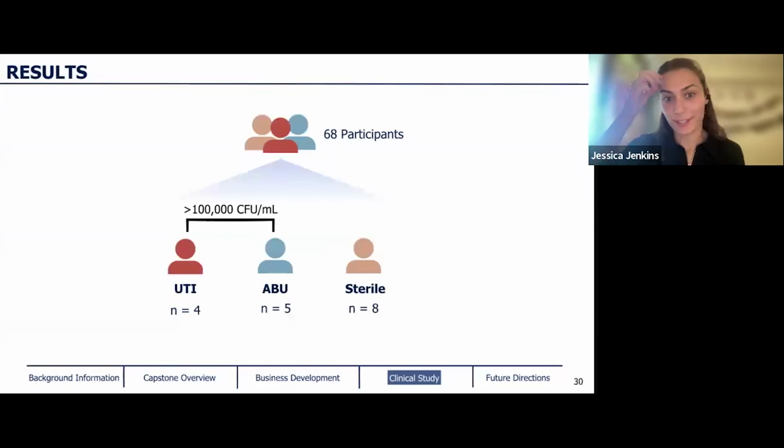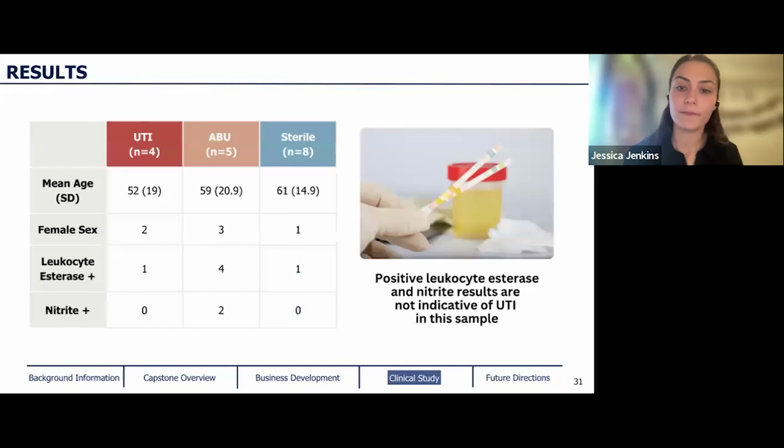So let's get into the results, the exciting part. Of the 68 participants enrolled, we processed samples from 8 participants with UTI, 8 with ABU, and 8 with sterile urine. For the purposes of biomarker analysis, only patients with above 100,000 colony-forming units per milliliter bacterial concentration were included in the UTI and ABU groups. This is the standard bacterial concentration threshold cited in clinical guidelines for the determination of UTI and ABU. So with this, 4 UTI samples and 5 ABU samples were included in the analysis.